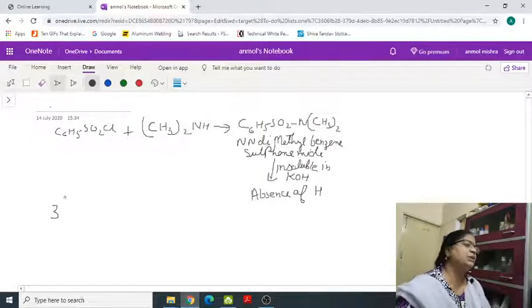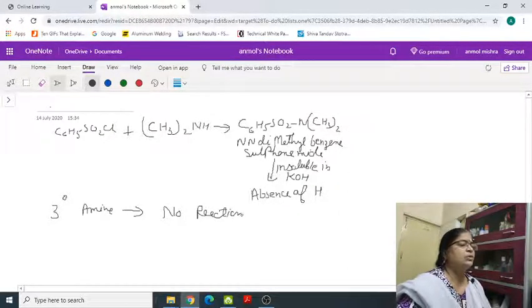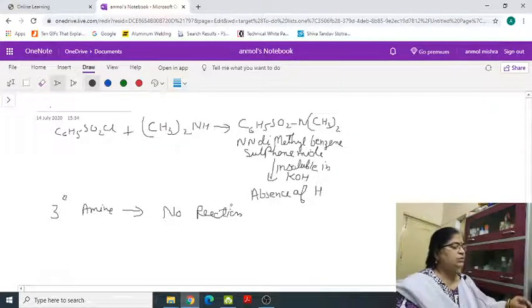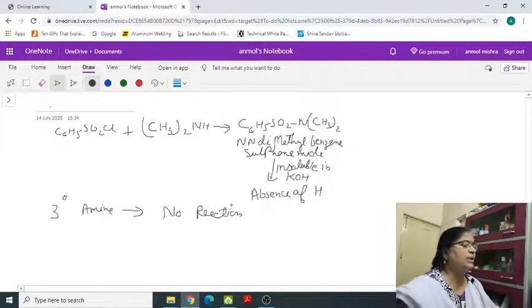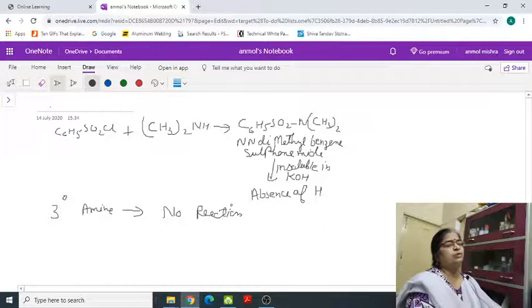And tertiary amine, no reaction. Tertiary amine, no reaction. So these two reactions are very important. First is carbylamine, which is used to distinguish between primary, secondary and tertiary amine. So primary amine will give the test, secondary and tertiary will not.